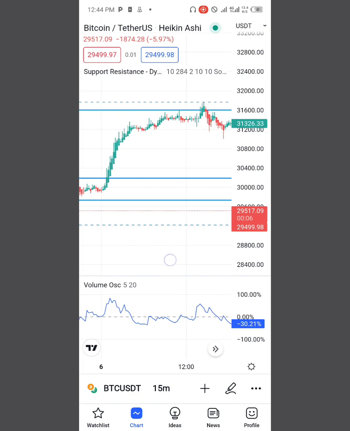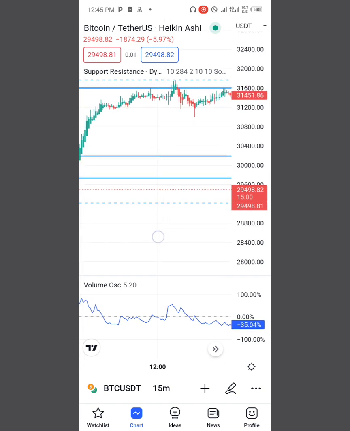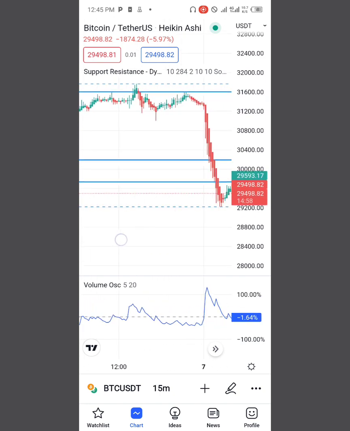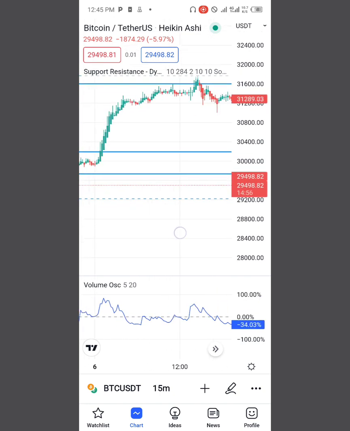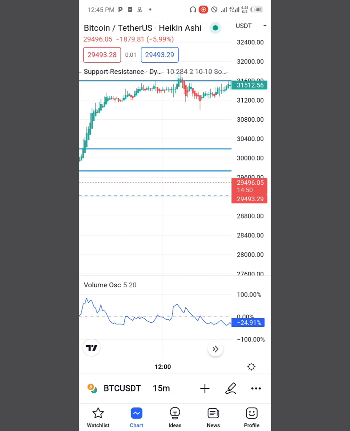Remember, volume is like the fuel. Now, if the volume starts decreasing, there is a high propensity that the trend is going to reverse. You can see this position here.